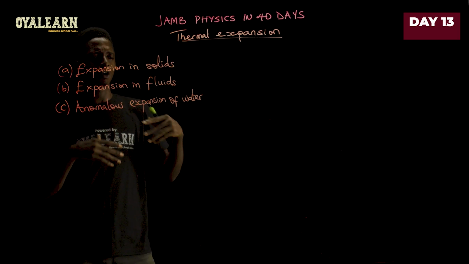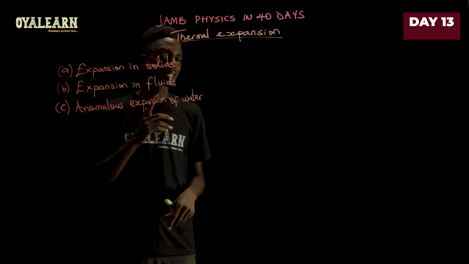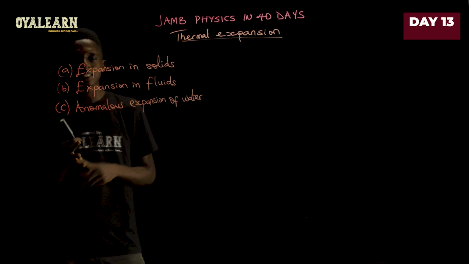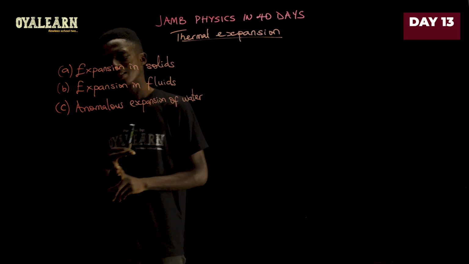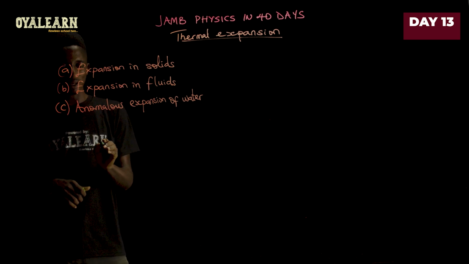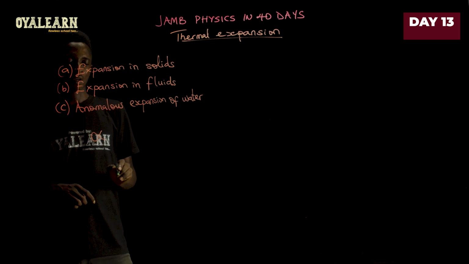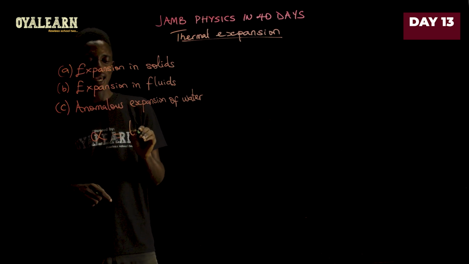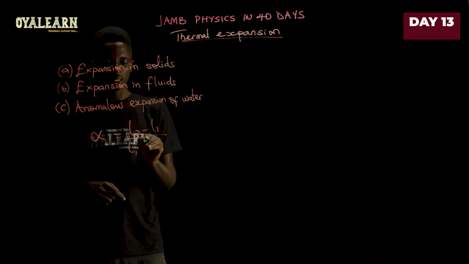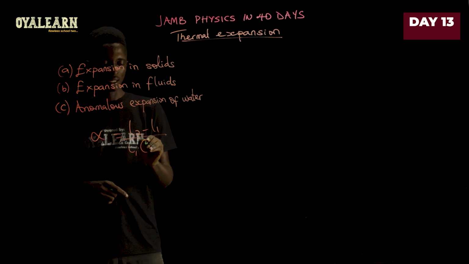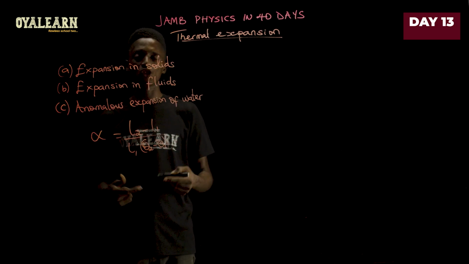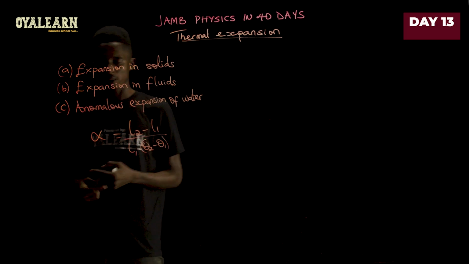You must be able to understand what we mean by expansion in solids. And take note, when we are talking about expansion in solids, there is the linear expansivity, there is area expansivity, and then there is volume expansivity. So linear expansivity is denoted alpha, right? And it is given by L2 minus L1 over L1 into bracket theta 2 minus theta 1. Or you can just say change in temperature for this part here.